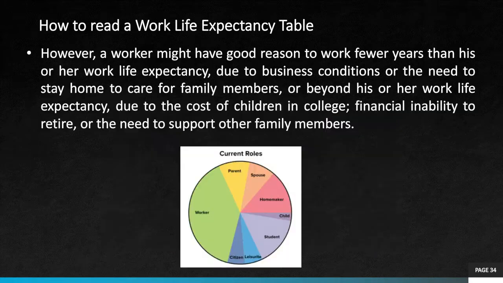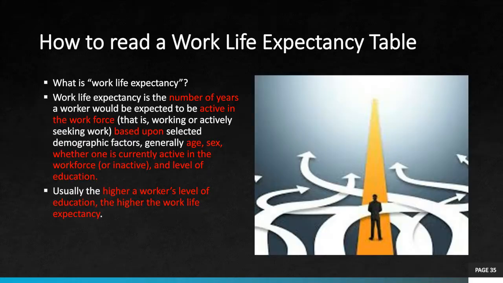But a worker might have good reason to work fewer years, due to business conditions or the need to care for family members, or beyond his work-life expectancy, if he or she had to support children in college, or didn't have the financial ability to retire, or needed to support other family members. So when I'm doing an analysis, I will always calculate the work-life expectancy. I'll say it's a statistical average, and then I might give the reasons why the plaintiff might have worked fewer years or more years, depending on the plaintiff's individual circumstances.